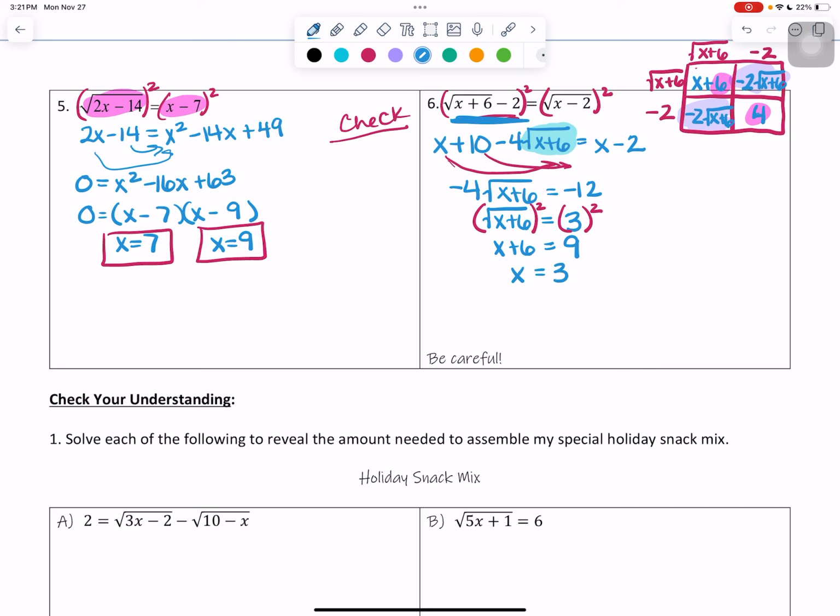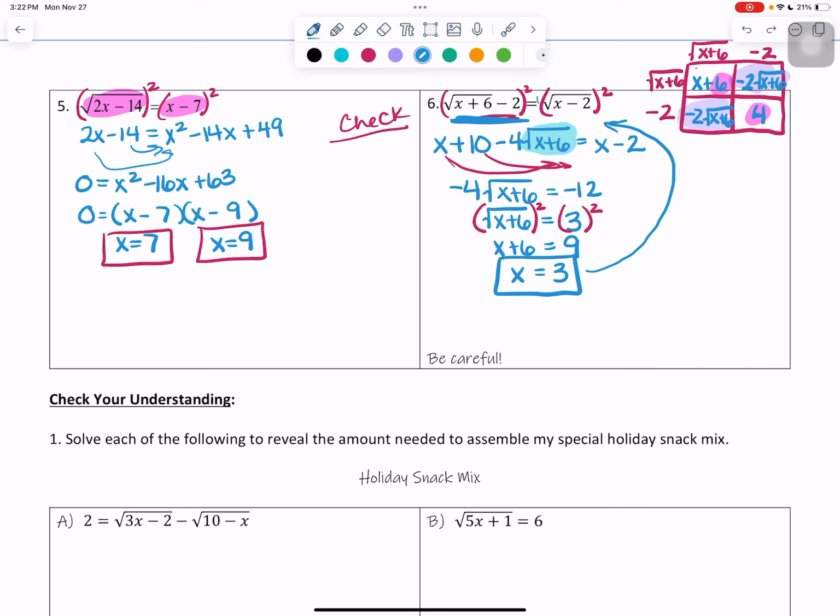All right. It's important to plug it back in, make sure it works. Plug it into both sides or graph both sides, see where they intersect. I'm telling you right now, this one does work. But just be really careful on these problems where one radical does go away, but the other one won't because it's not by itself, okay?